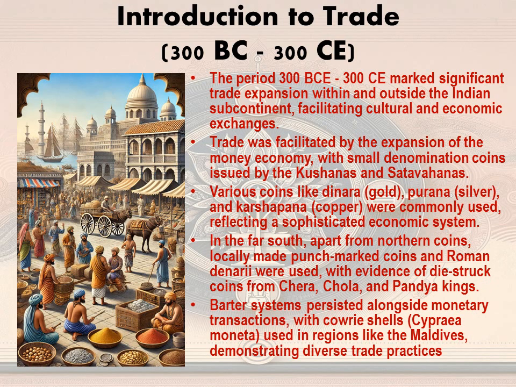Barter systems persisted alongside monetary transactions, with cowrie shells, Cypraea moneta, used in regions like the Maldives, demonstrating diverse trading practices. So, along with the monetary economy, there was also a barter system prevailing during this time, which used to go along with the monetary economy, and forms of currency like cowrie shells were used in places like the Maldives, which demonstrates the diverse trading practices in the area.